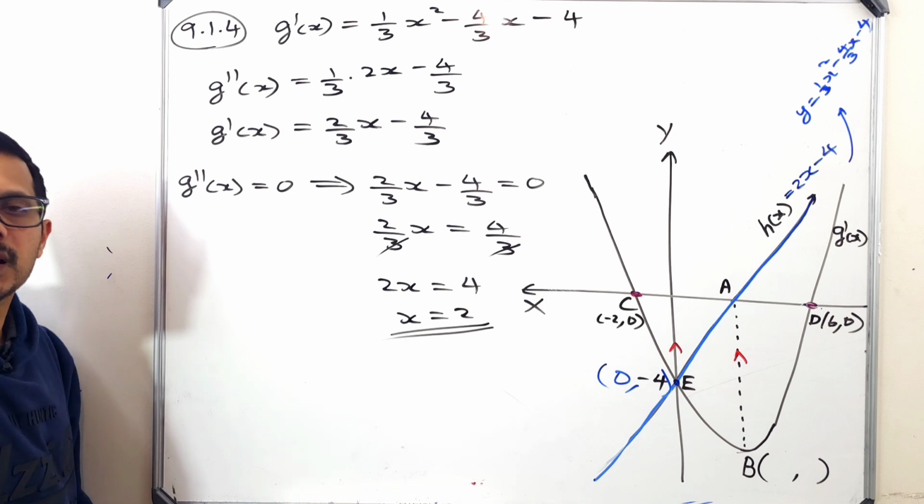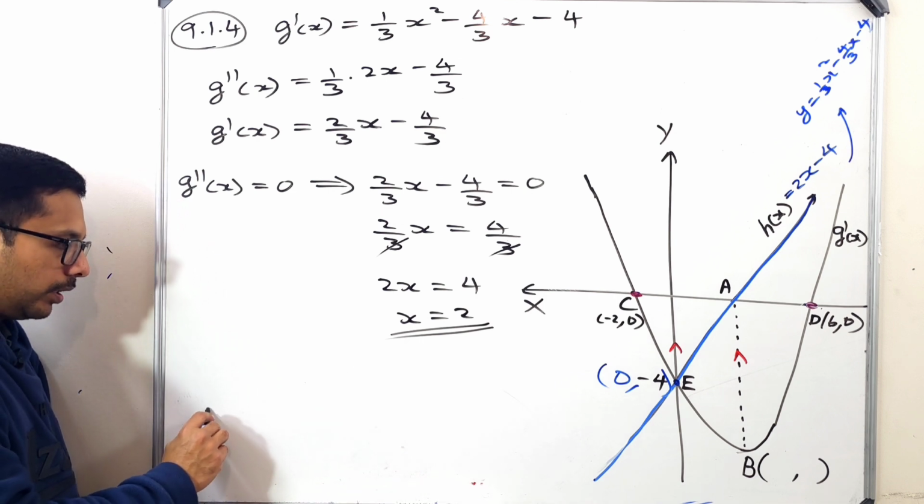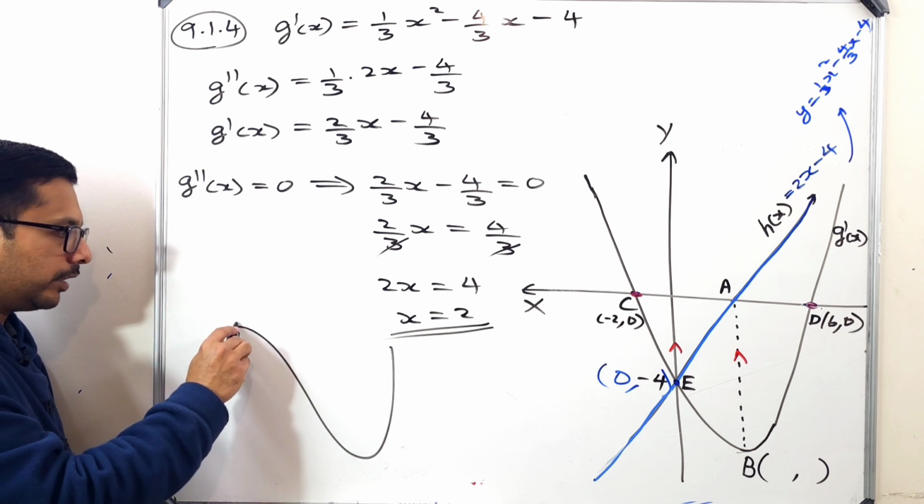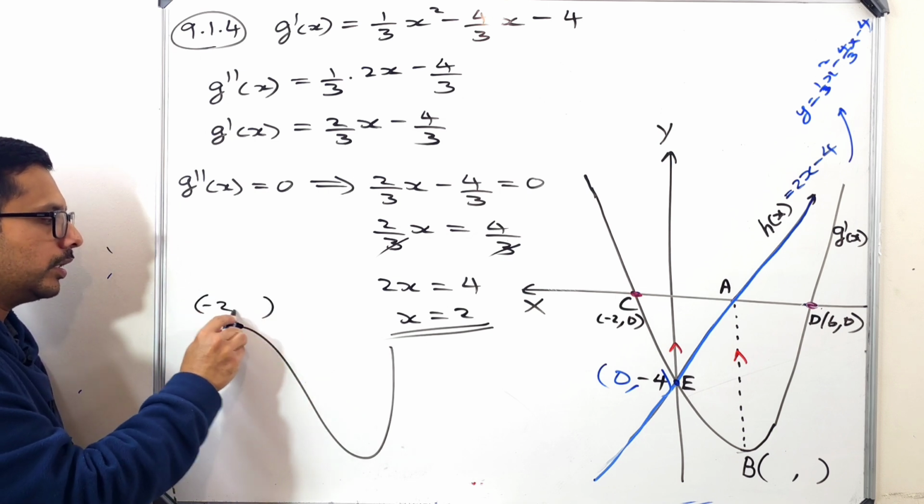Okay. Now the easy method. This is the cubic function. At this point, what is the x value? It is minus 2.